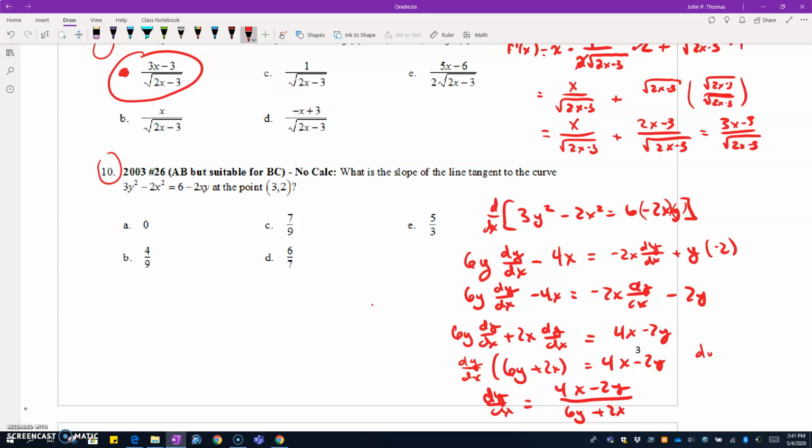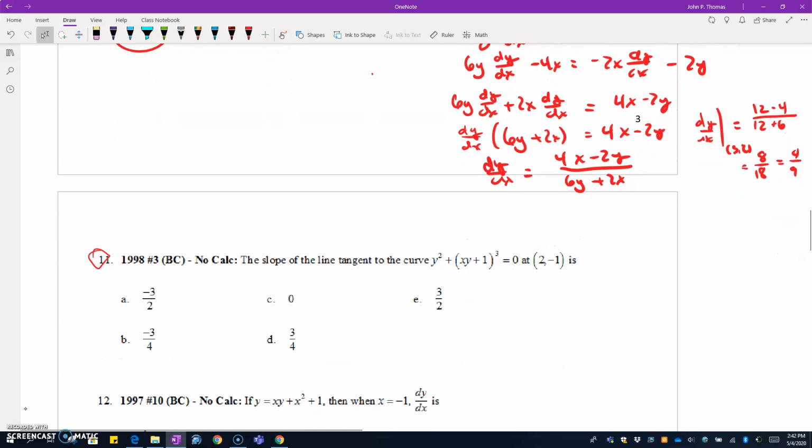And we're curious specifically for dy/dx at the ordered pair (3, 2). So I've got 4 times 3, which is 12, minus 2 times 2, which is going to be 4, over 6 times 2, which is 12, plus 2 times 3, which is 6. Alright, so cleaning that up, that goes to an 8 on top. It goes to an 18 on bottom. Alright, I can reduce a 2 out of each of those, which goes to 4/9. Alright, so look back to my answers, and choice B is 4/9.